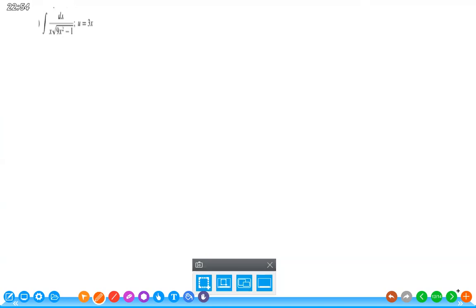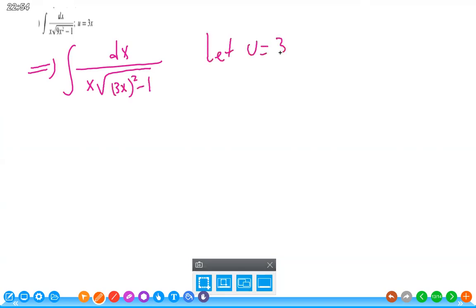Here, the coefficient of x squared is not 1, so we need to rewrite. We can take a common factor or rewrite dx over x radical as 3x all squared minus 1. Let u equal 3x. The derivative is 3 dx, so dx equals du over 3.